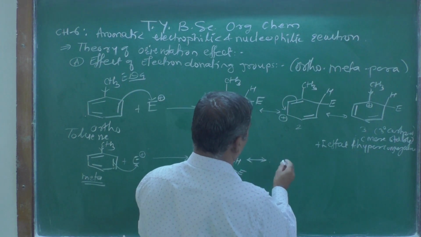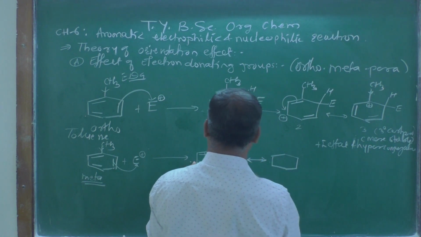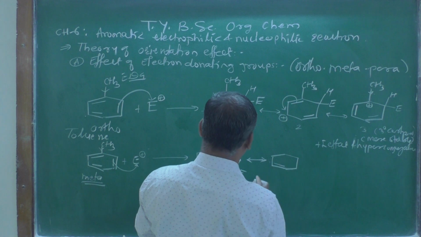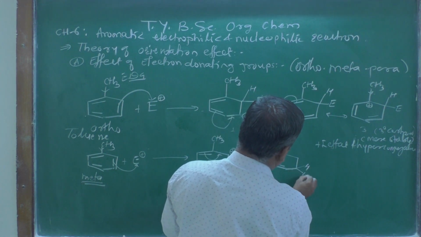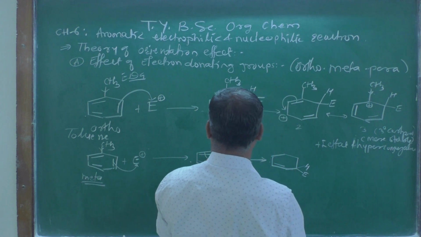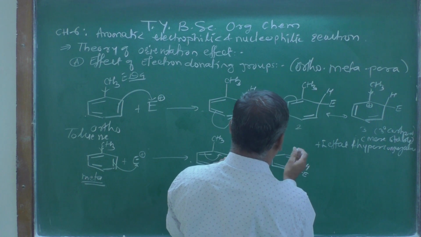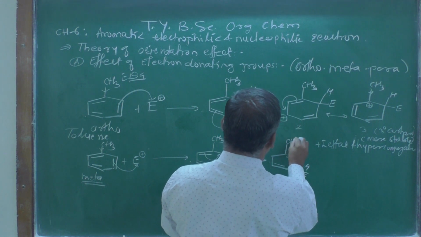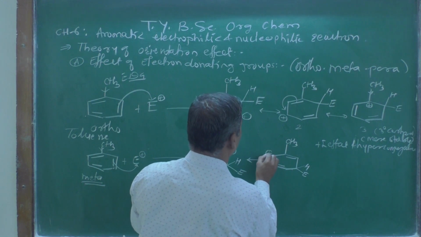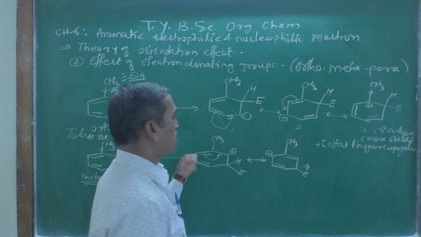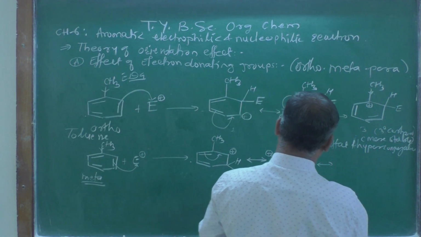Now when this double bond is shifted, what do you get over here? This double bond as it is, this hydrogen atom as it is, electrophile as it is. When this double bond shifted from here, the positive charge gets neutralized, and then the CH3 group as it is, the positive charge comes on this carbon atom, and now we can show another resonating structure.